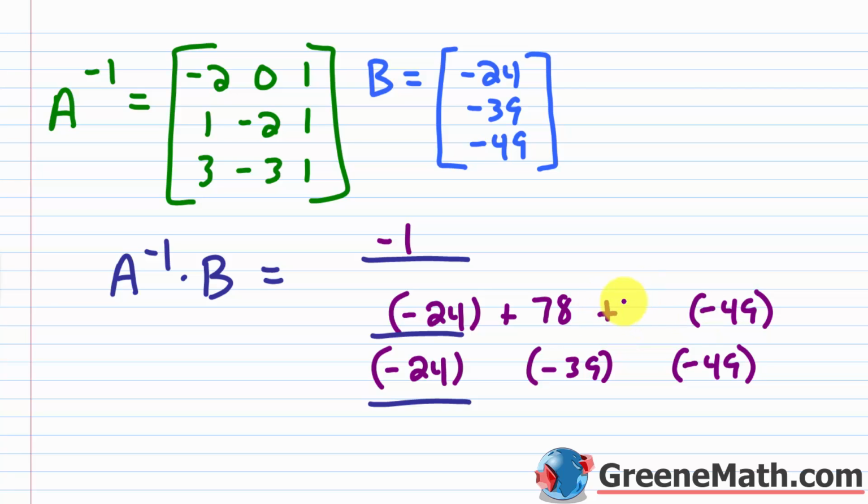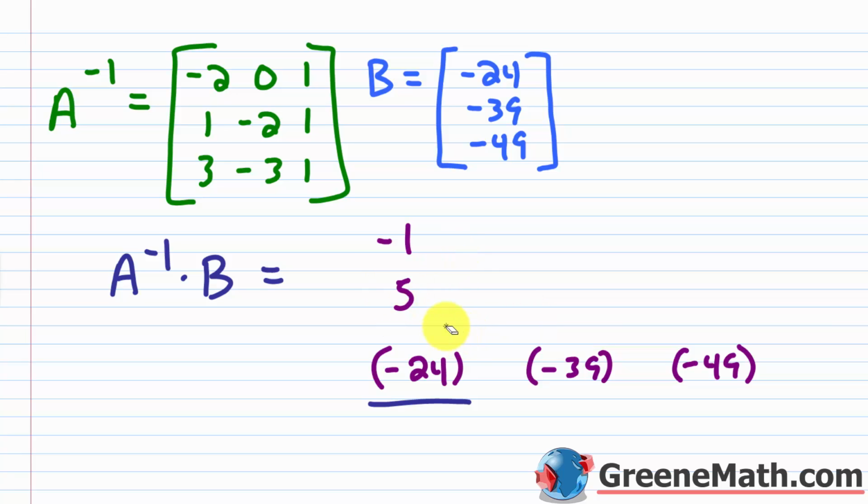So what does this come out to? If I do negative 24 plus negative 49, I get negative 73. If I add that to 78, I get positive 5. So this will be 5. I can get rid of these bars at this point. I just have this one left. So this row times this column.